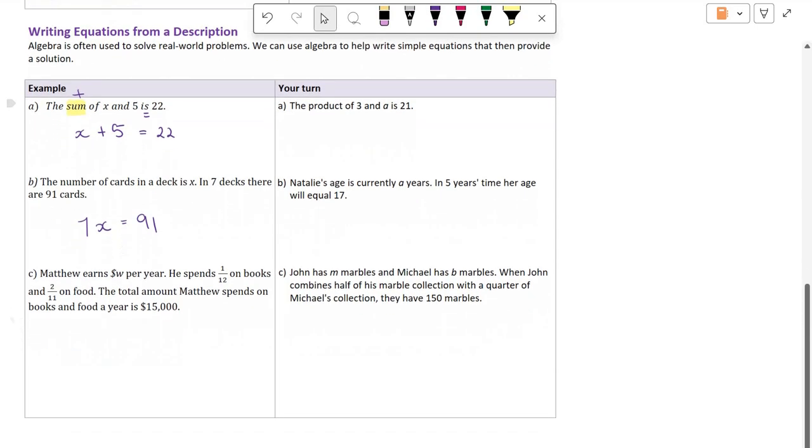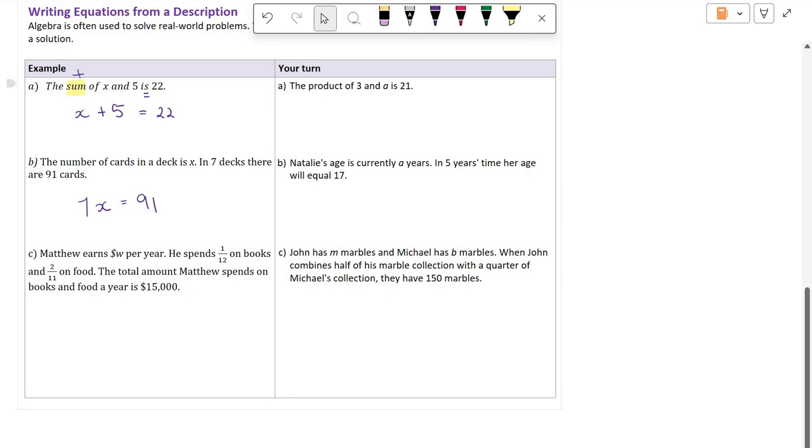This last one here is a little bit of a trickier one. It does involve some fractions, okay? Matthew's earning $W per year, so he's earning some sort of amount. He spends 1/12 of this on books and 2/11 on food, and the total amount he spends on books and food a year is $15,000. Because that total there is $15,000, I'm going to go ahead and put that on my left-hand side, okay? Because we've got that equal sign in the middle, the left and right-hand side are interchangeable, okay? So they can be either way around.